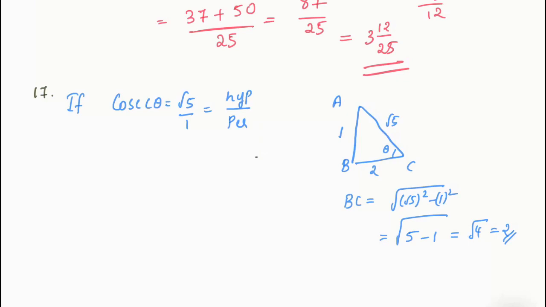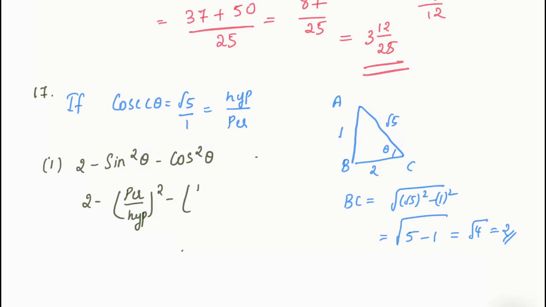Now we can easily find out what is given. So let us have a look at our first question. What is given in the first sub question? The first sub question is 2 minus sine square theta minus cos square theta. Sine square theta is perpendicular by hypotenuse square, minus cos square theta is base by hypotenuse square. So 2 minus, what is our perpendicular? 1 by root 5 square minus 2 by root 5 square.